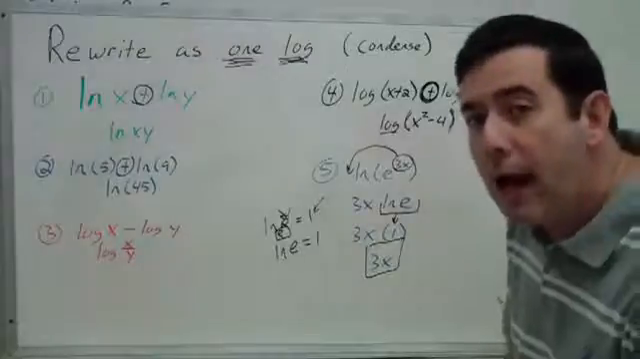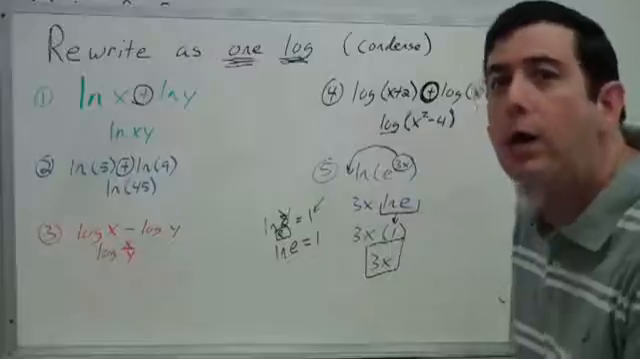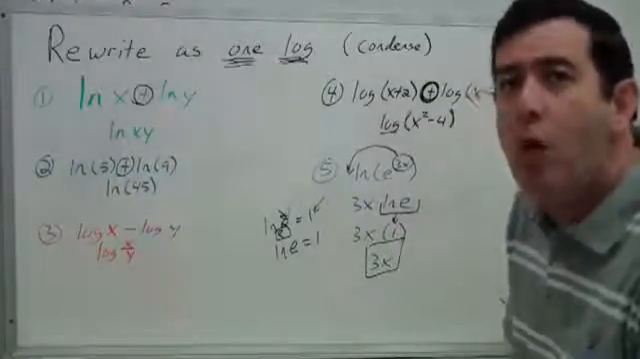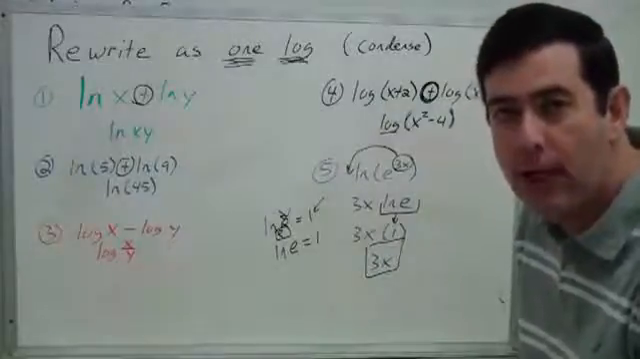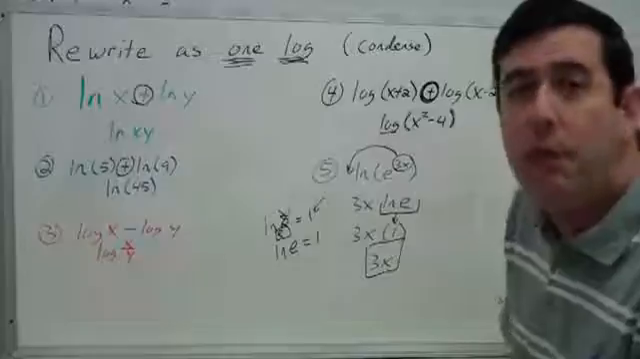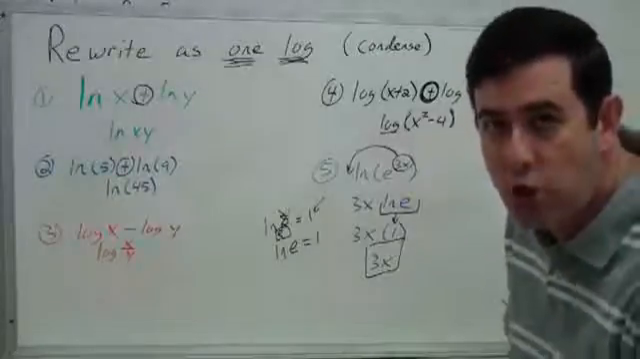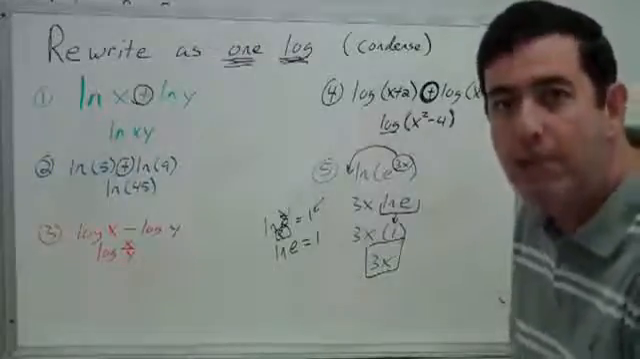When you are rewriting as one log, no matter how many logs you started off with, your answer will have one log. You don't want to evaluate unless you are told to evaluate. Multiplication comes from addition. Division comes from subtraction, and exponents are moved around in front as multipliers.